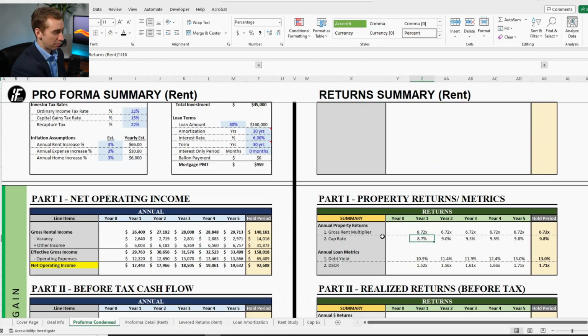Then we can get into the cap rate. The cap rate is similar to the gross rent multiplier, but it's expressed as a percentage. This is your NOI divided by your property value. This is effectively saying, if you put all cash in the deal, meaning this is an unlevered metric, and unlevered means no debt, what would my return on investment be?